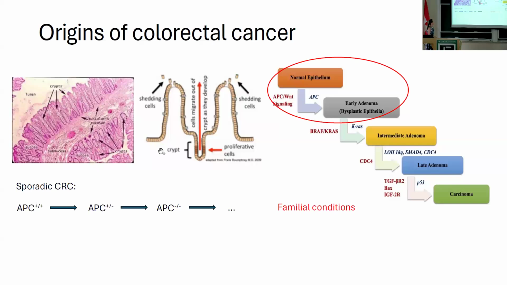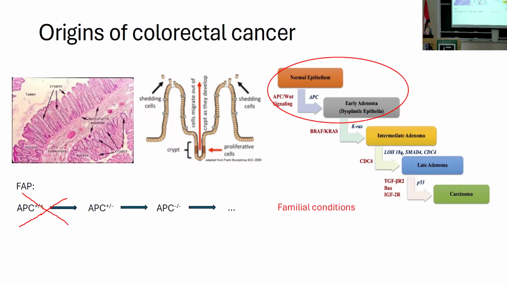Let me first describe the very first step, the APC gene. In a sporadic colorectal cancer, this really is two steps, as I already explained. You go from a functional APC gene to one copy inactivated and then both copies inactivated, a two-step process. This is the step that takes the longest in the progression, decades. It could take 20 years, right? There are familial conditions that make this shorter.